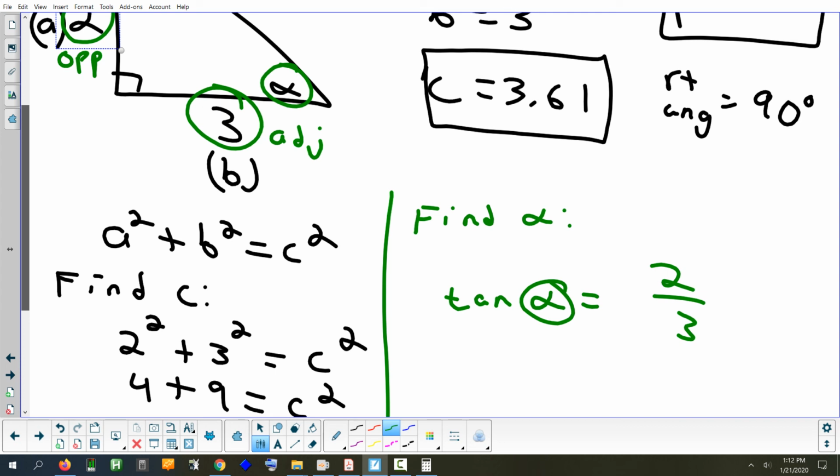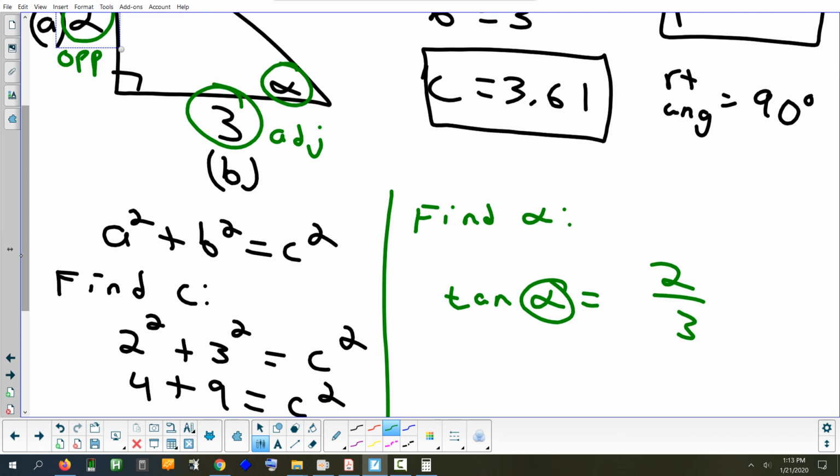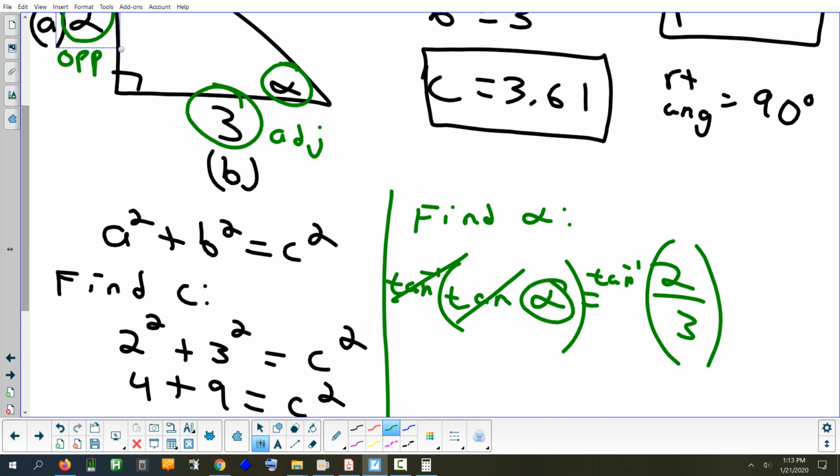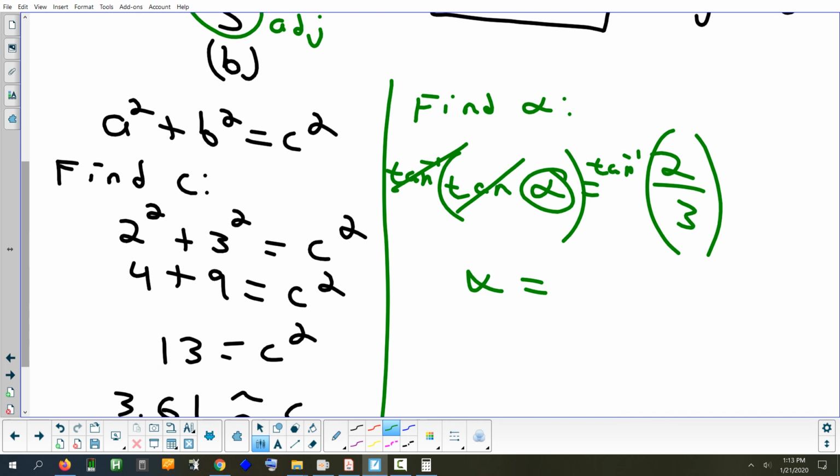When you have a variable in a trig function, the only way you can get the variable by itself is to use inverse trig. So what we're going to do here is take the inverse trig of both sides, inverse tangent. Take the inverse tangent of what's on the left. Take the inverse tangent of what's on the right. Inverse tangent and tangent cancel each other out. And we get alpha equals inverse tangent of 2/3.